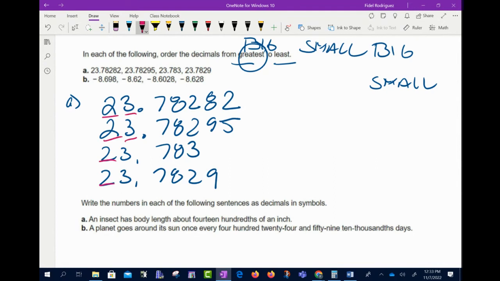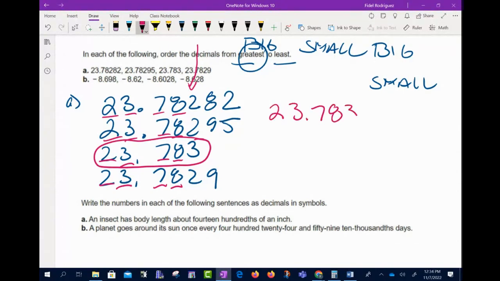So far, nothing is bigger. All the numbers are 3. So far, nothing is bigger. Same thing with the 7s, they're all the same. Same thing with the 8s, they're all the same. Okay, now we're talking. When I start to look at this column right here, this number is bigger than all the other ones because all the other ones are 2s, and that's a 3. So the biggest number I would have, and I would put it like this, 23.783, okay? That's the first number.